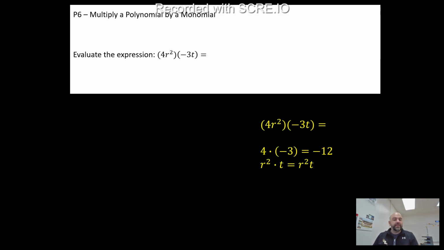Once we are done with this, we're going to take our coefficient, the negative 12, and put it in front of the r squared t. Our final conglomeration of these two terms through multiplication is negative 12 r squared t. And that's our new term. We have to understand that that is our final answer term in this case.